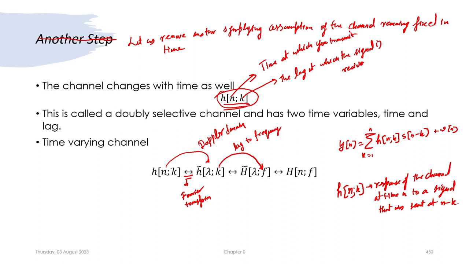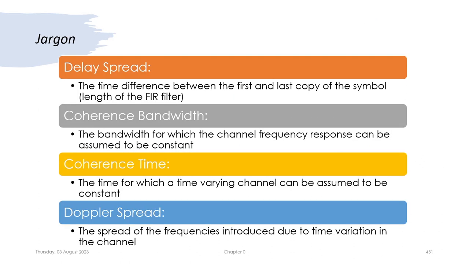So, based on this, we have some jargon for a wireless communications channel. The delay spread is the time difference between the first and last copy of the symbol, which corresponds to the length of the finite impulse response filter of the channel. The coherence bandwidth: an FIR filter has a non-flat frequency response, so the coherence bandwidth is the bandwidth for which the channel frequency response can be assumed to be constant. The coherence time is the time for which a time-varying channel can be assumed to be constant. The Doppler spread is the spread of the frequencies introduced due to time variation in the channel.